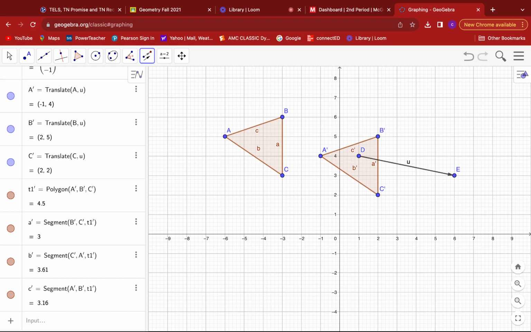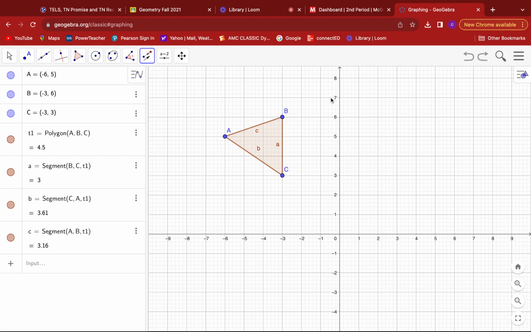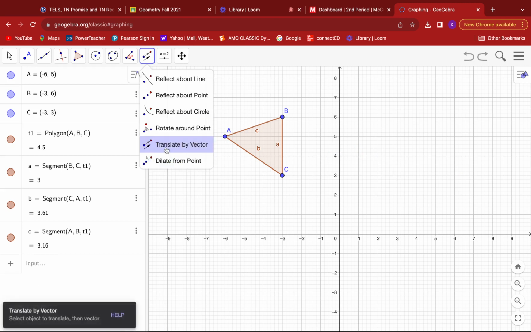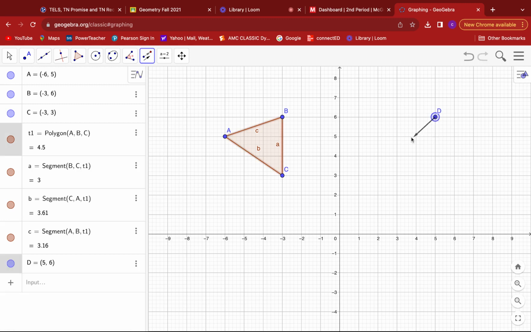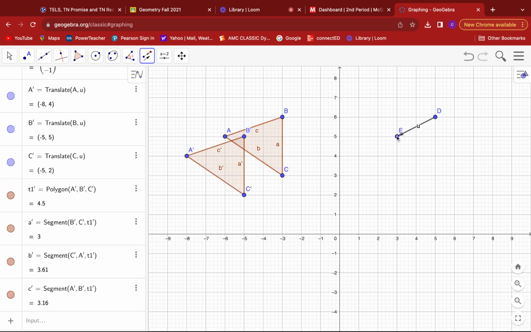So the nice thing about GeoGebra is this can also do it for you. Let me back up. Let's say I want to translate by vector, going left this time. So I'm going to click on my triangle. And let's say I want to go down 1, left 2. All right, well, there it is. So the nice thing about this is it'll do it in any direction you want it to happen.